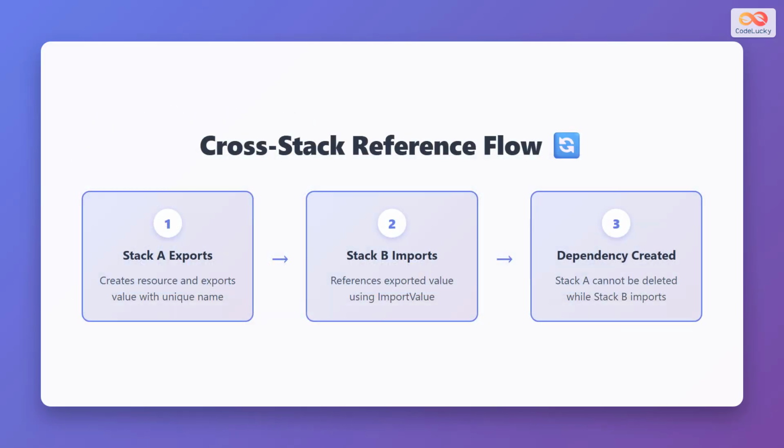Let's understand the complete workflow of cross-stack references through three stages. In Stage 1, Stack A creates a resource and exports its value with a unique export name. This makes the value available for other stacks to consume. In Stage 2, Stack B imports that exported value using the ImportValue function. Stack B can now use this value as if it were a local resource. In Stage 3, a dependency relationship is automatically created between the two stacks. This means Stack A cannot be deleted or have its export modified while Stack B is actively importing the value. This dependency management ensures your infrastructure remains consistent and prevents accidental breaking of connections between stacks.